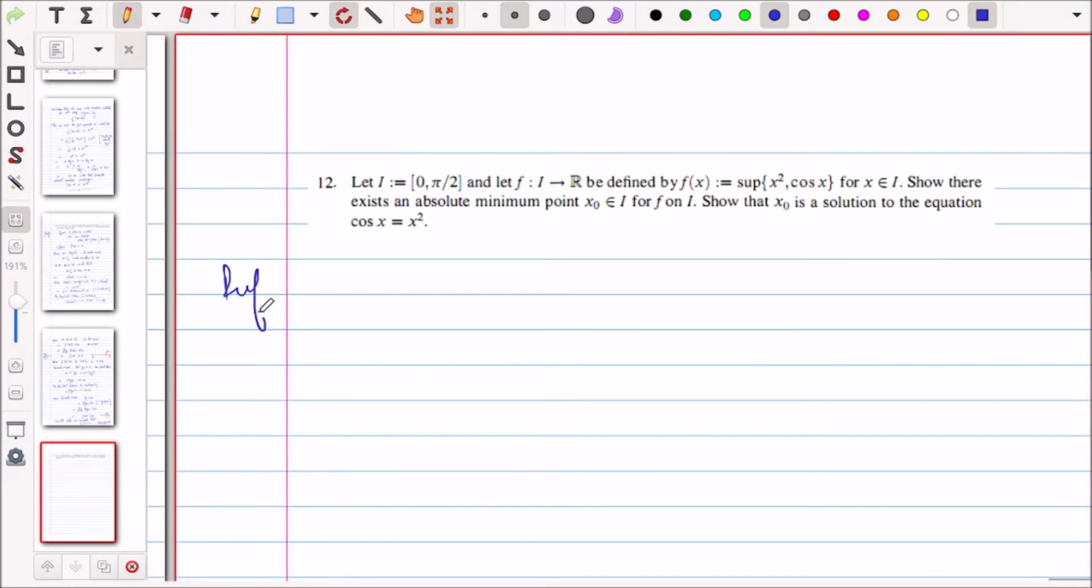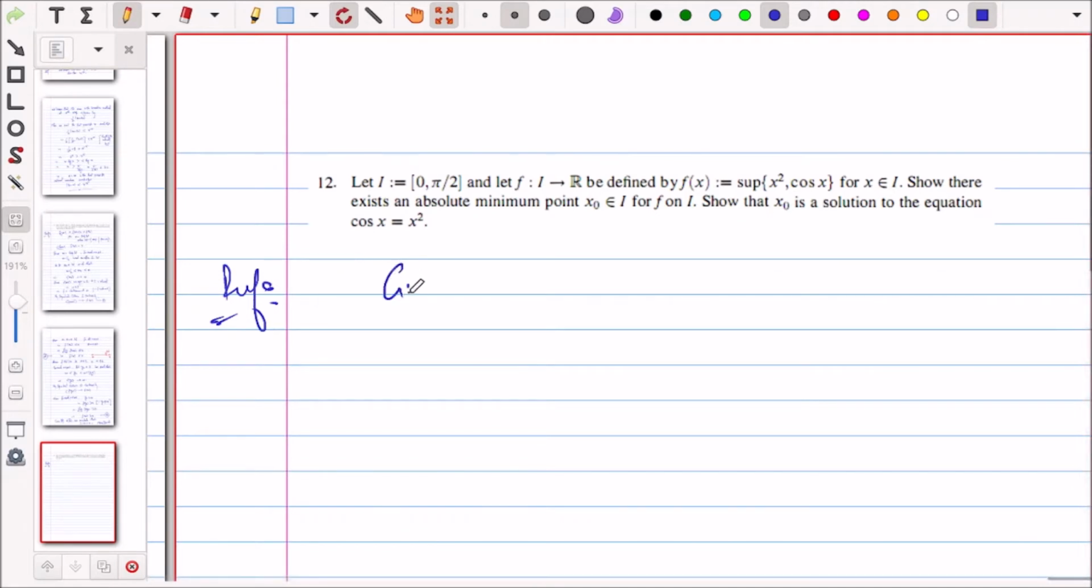So there are two parts to it. First we have to show that the function has an absolute minimum on the interval I, that there exists some x naught such that f of x naught is equal to infimum of f over I. And second we have to show that this x naught satisfies this equation, that means cos of x naught is equal to x naught square.